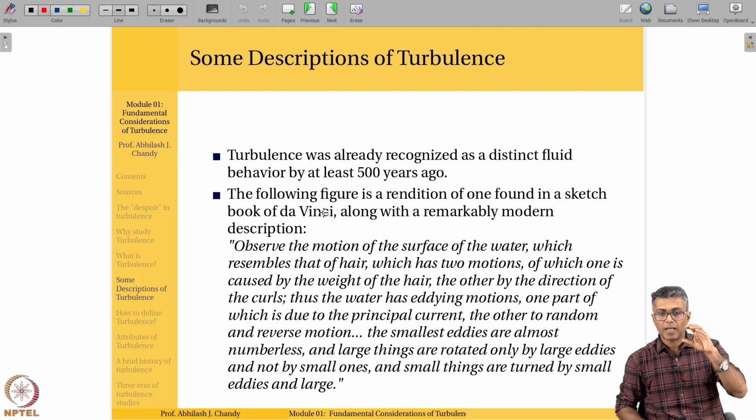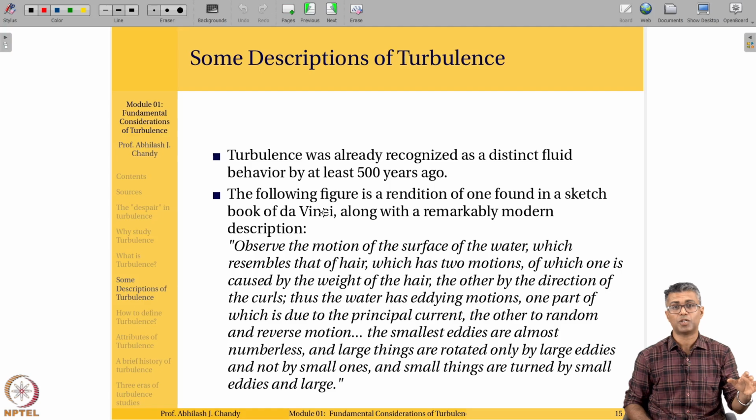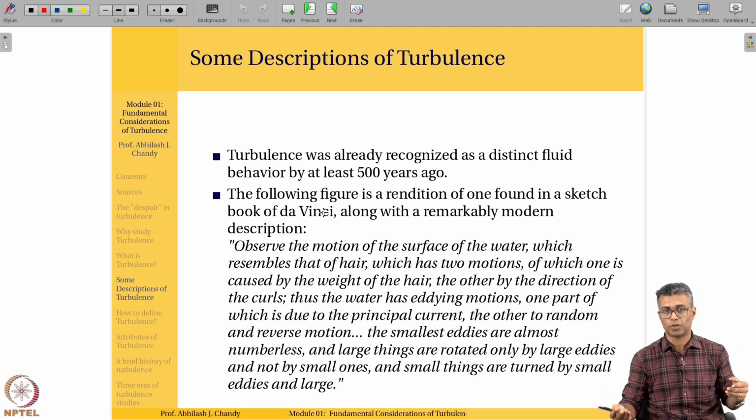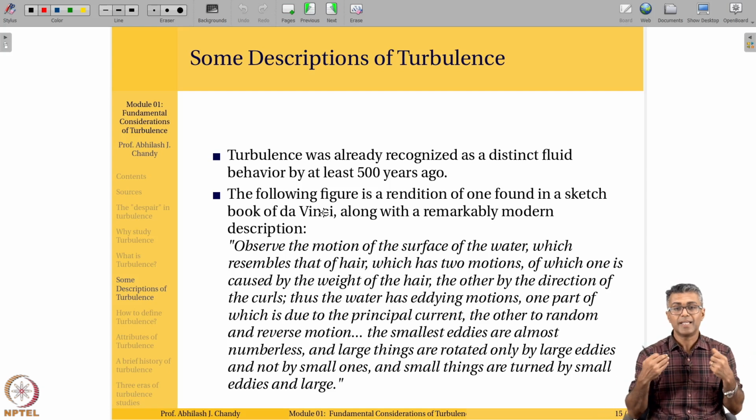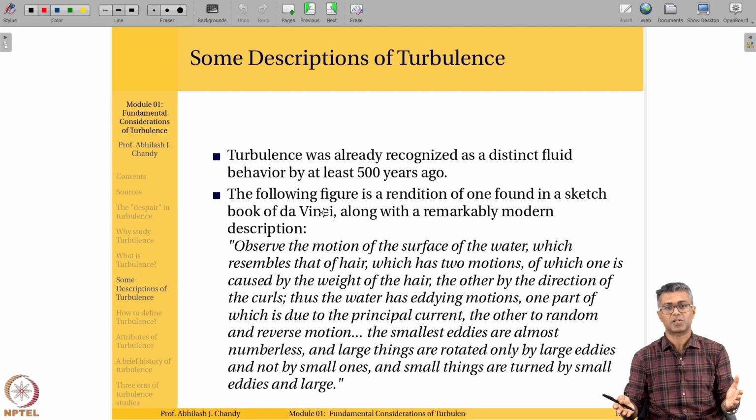But just think of his observation. He is talking about two kinds of motions, even when he talks about hair and even when he talks about water. Two kinds of motions, always two parts. And that is what we describe as large structures and small structures. And the energy cascade is also something that he's covering.